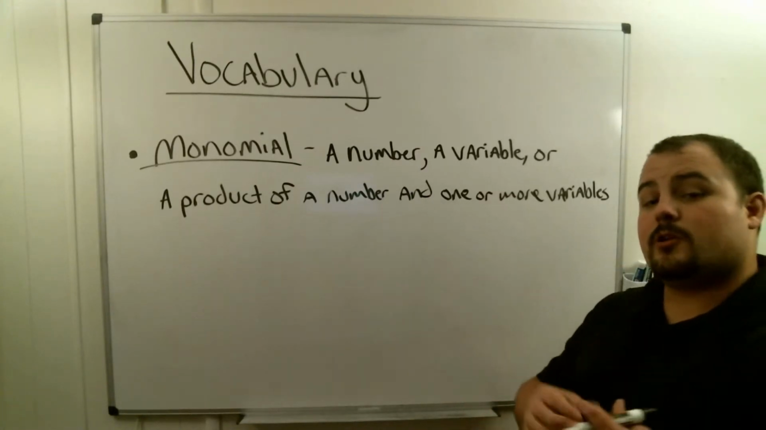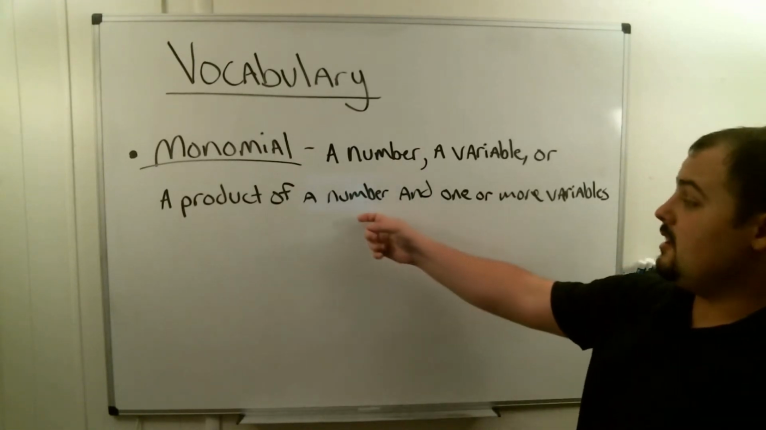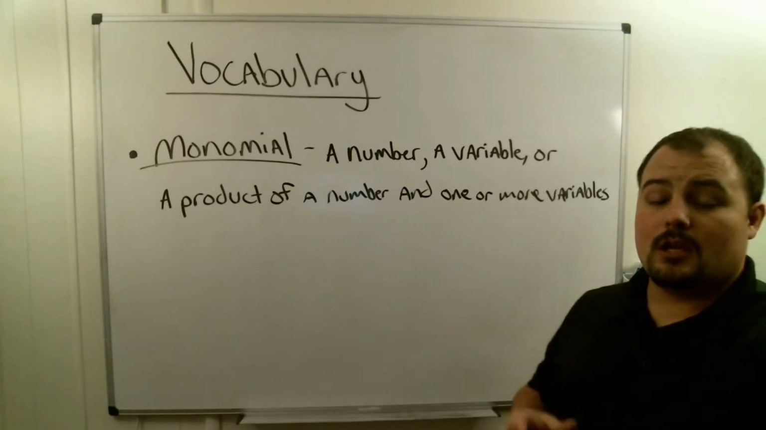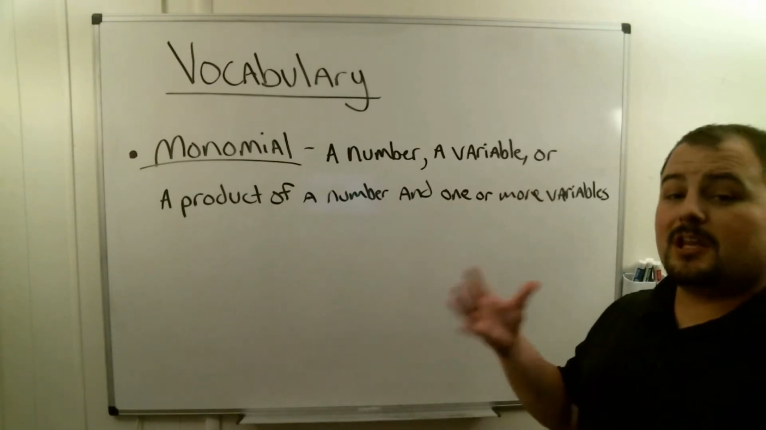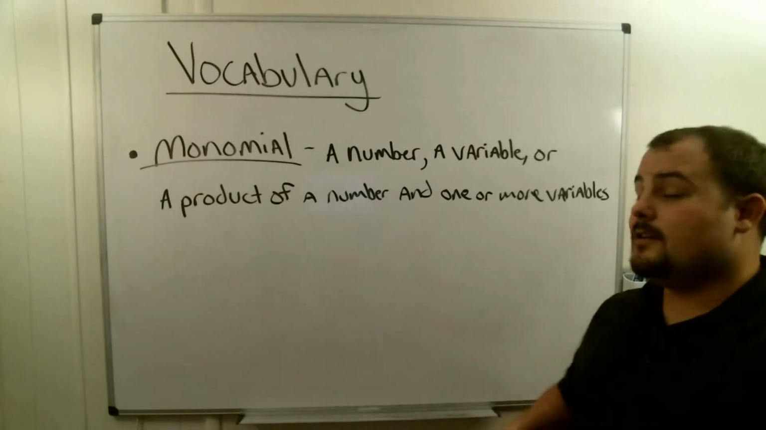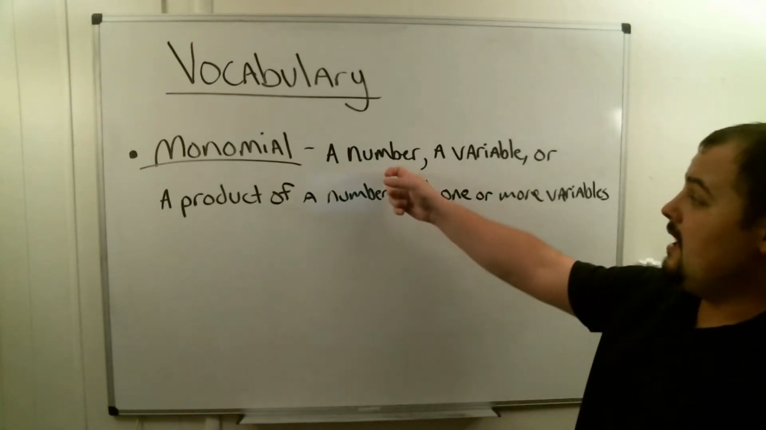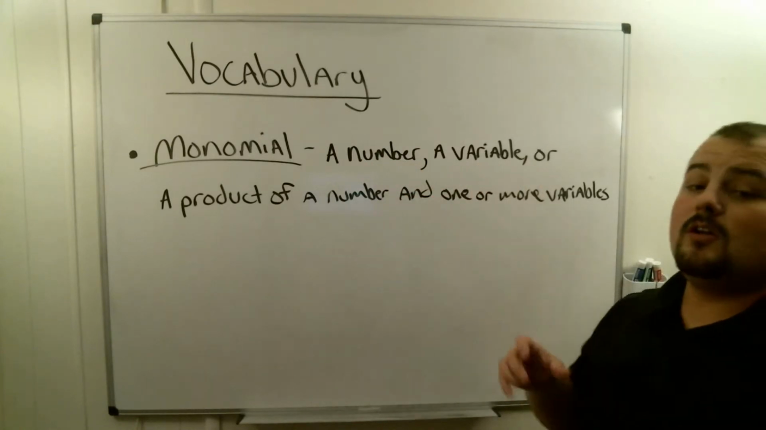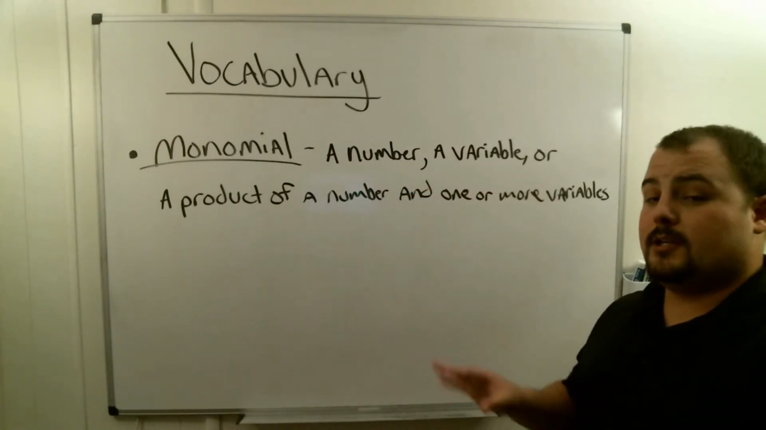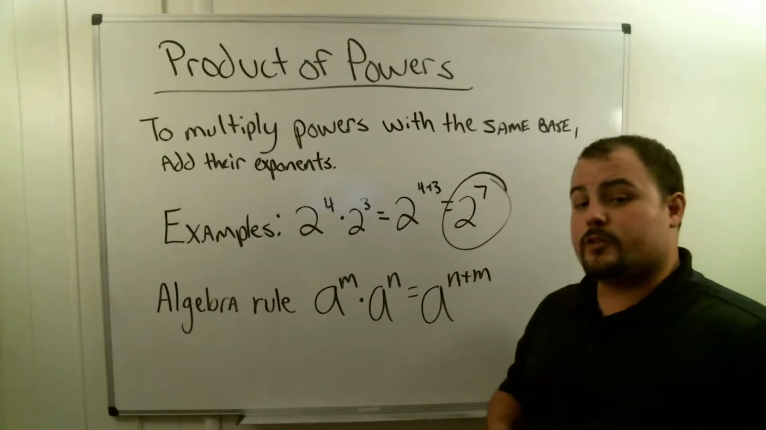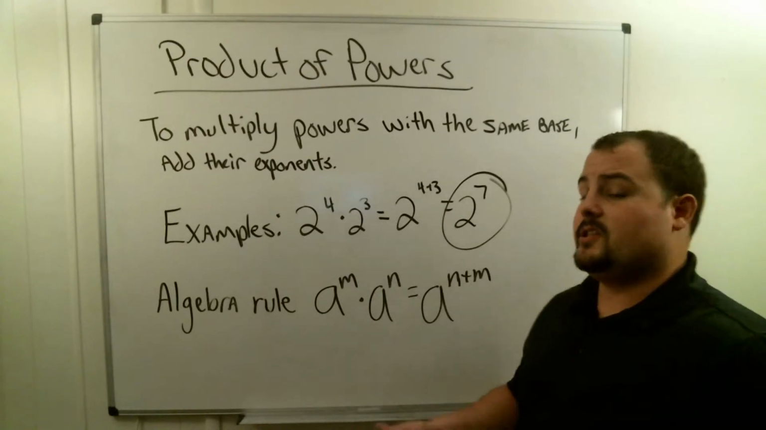So what that means is we're going to be multiplying numbers to get it to become one number. It could have variables, it could have numbers. As long as it makes one, that's what a monomial really means. We're creating one number by either having a number, having a variable, or getting the answer of multiplication between a number and a variable. One of the first rules that we're going to go over in this lesson is called product of powers.